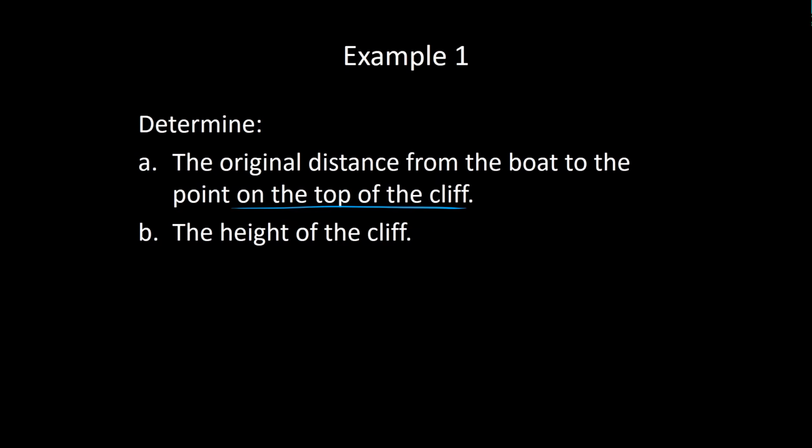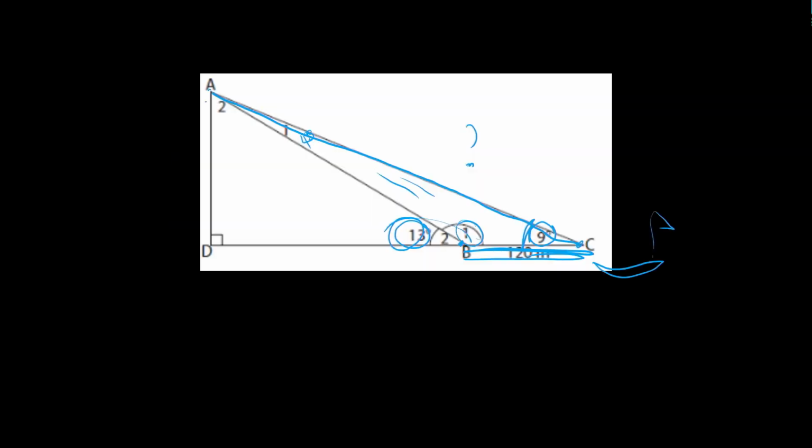The next question says find the height of the cliff, so that means they want us to work out side AD. Now I see that side AD falls in more than one triangle. Remember to keep in mind that you've just worked out this side AC. So you will likely use the side that you've just worked out. Don't go into triangle ABD because you're going to have to do more working to find the side AB.